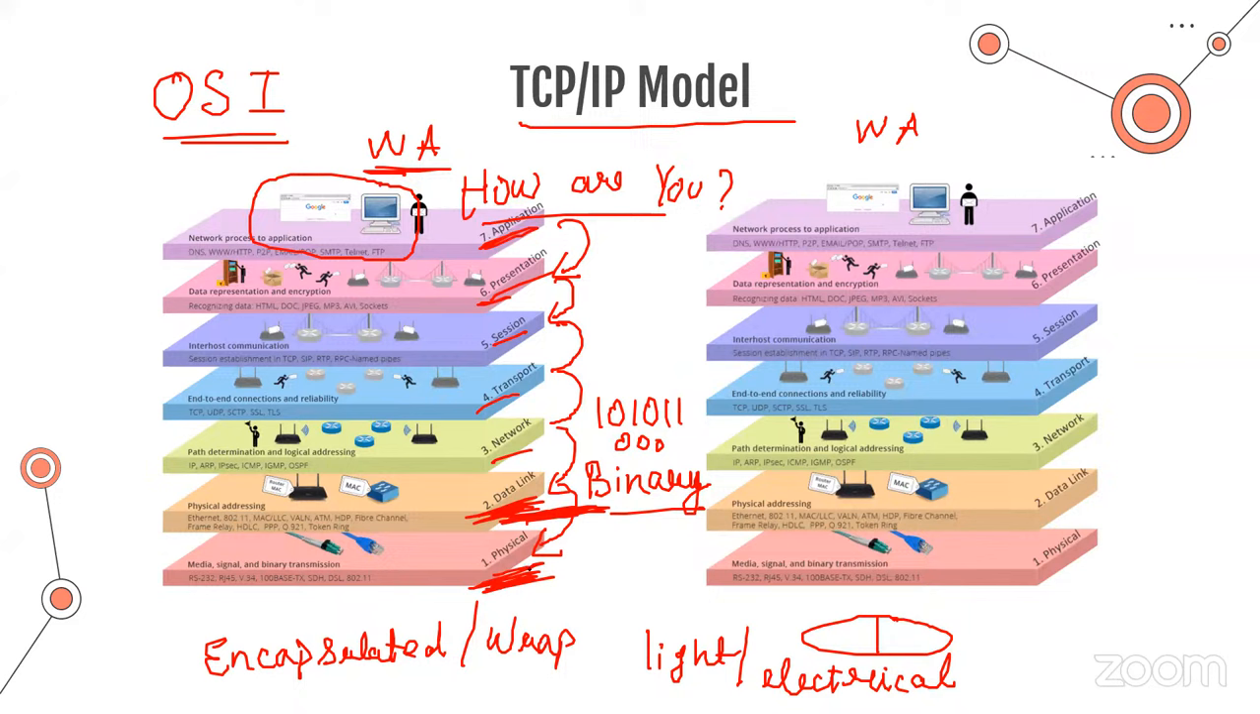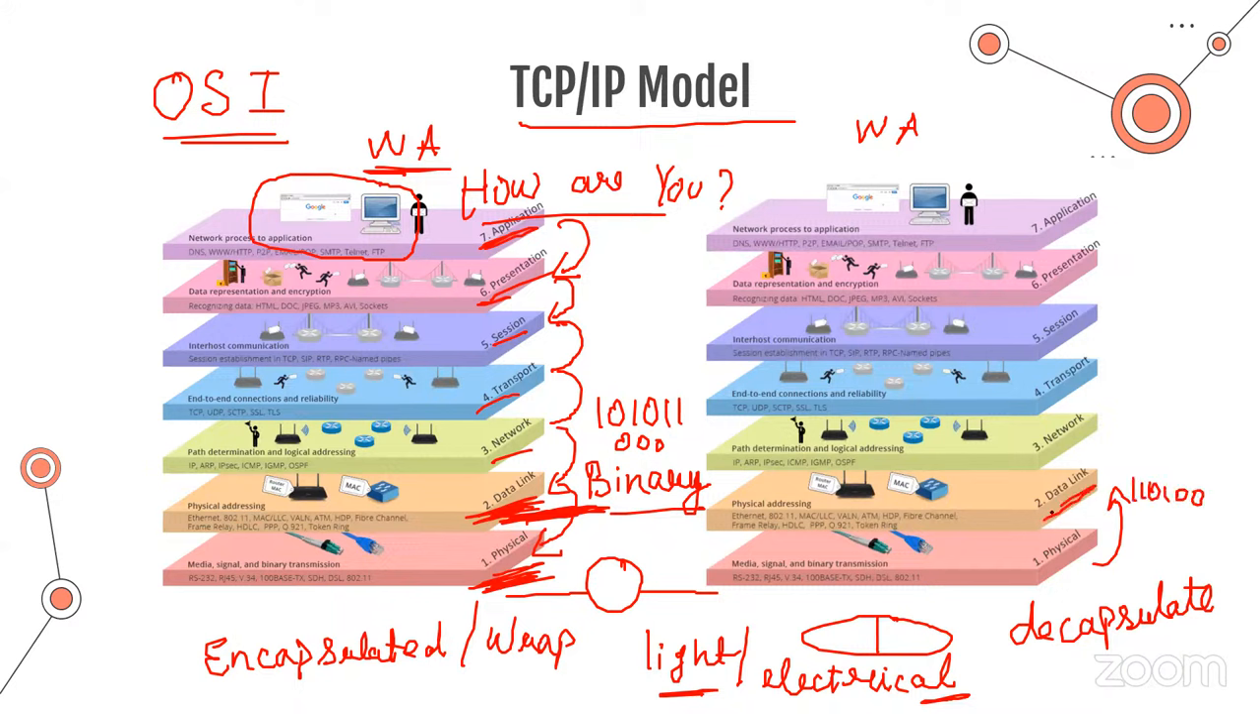Now, in the physical layer, your information, "how are you", is converted into a light or electrical signal, and it is sent across the internet. This message then reaches your friend's phone, and your friend's phone starts to decapsulate the message it received. The message it received was in the form of light or electrical signals, right? It converts it back into the binary format, that is ones and zeros.